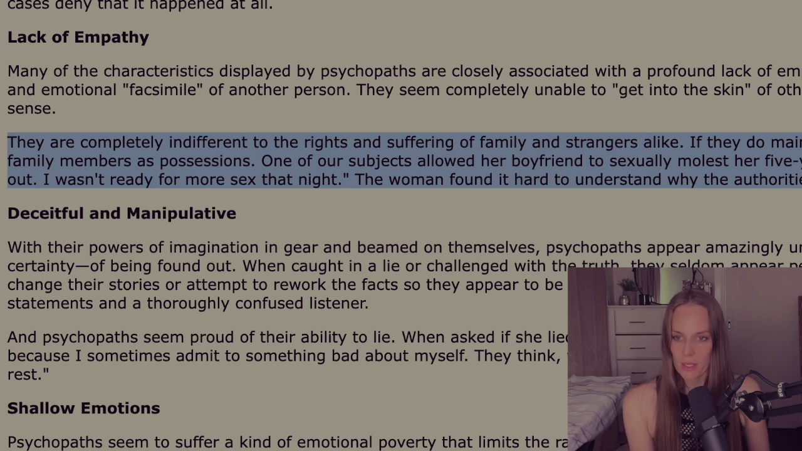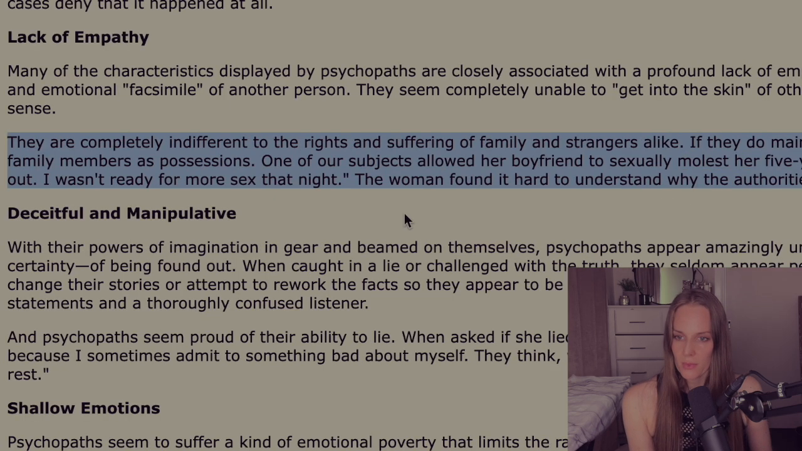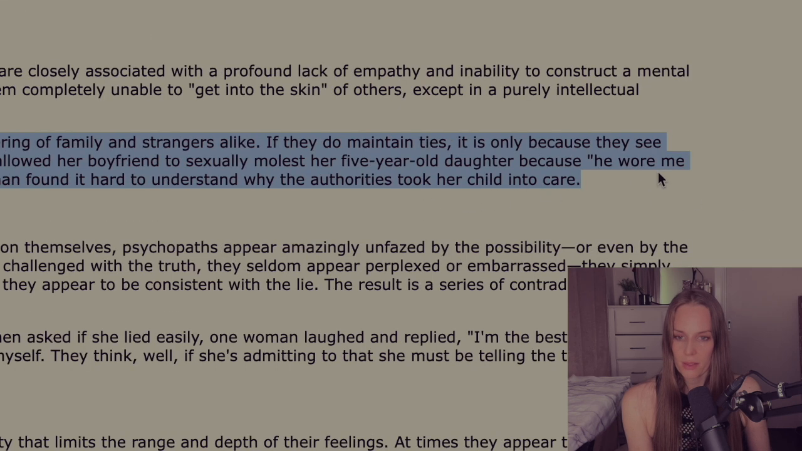One of our subjects allowed her boyfriend to sexually abuse her 5-year-old daughter because he wore me out. I wasn't ready for more sex that night. The woman found it hard to understand why the authorities took her child into care.